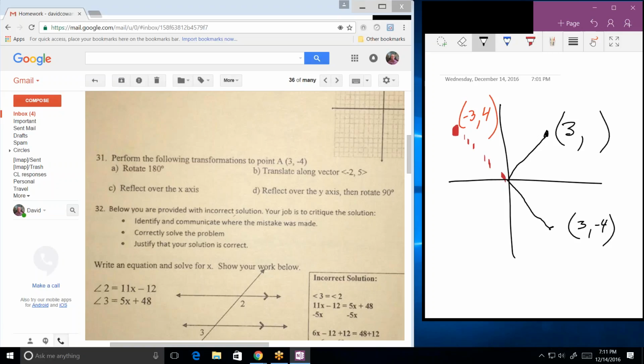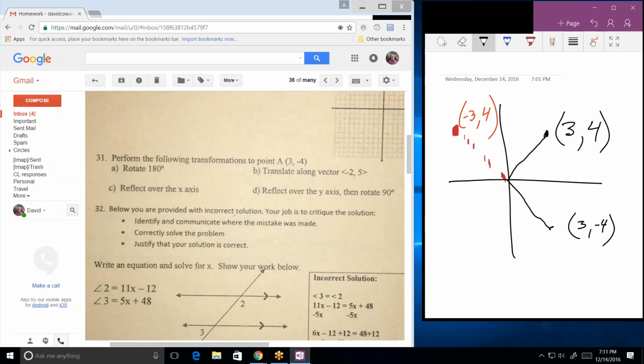It becomes negative. Well, it started out negative. It started out as 3 comma minus 4. Yeah, I was looking at the wrong number. So yeah, it becomes positive. So that's 3 comma 4. That's a reflection over the x-axis.